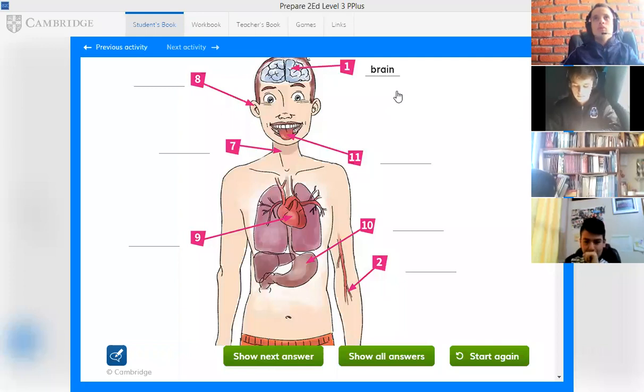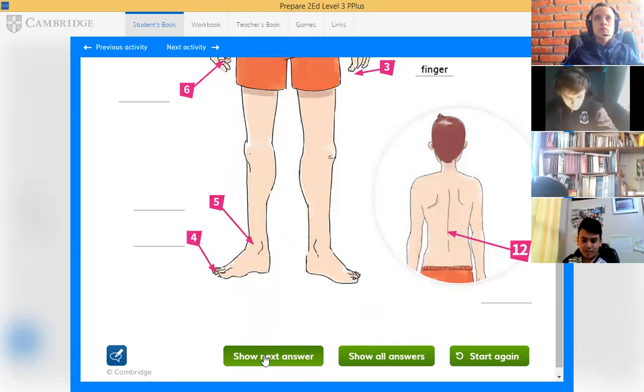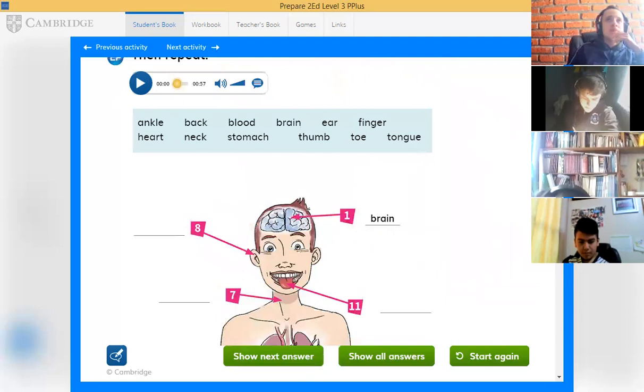Okay, the next. The number two is blood. Yes, the number three. What is the number three? Fingers. Okay, number four. Toe. Yes. Number five. Excellent. Number six. Thumb. Number seven. Neck.